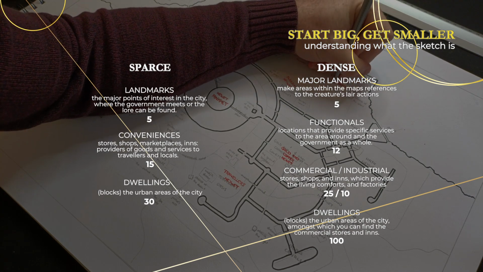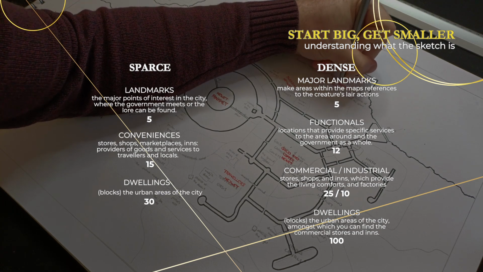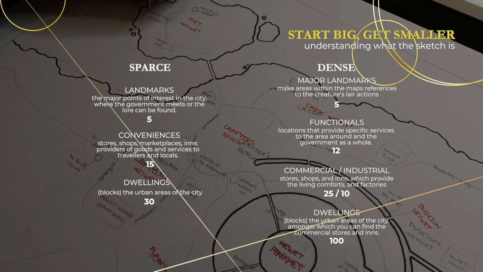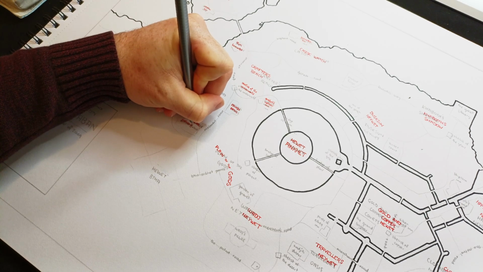In the dense areas, you've got even more people per landmark, which is more like how it is in reality. 5 major landmarks in a city with 12 functional areas, 25 commercial buildings, 10 industrial buildings to every 100 dwellings. And that makes a dense city, something that feels like it can be explored. You have a lot of alleyways. You have the opportunity to create things that aren't necessarily on the map because there are so many people living there. You can flesh it out with whatever you like.